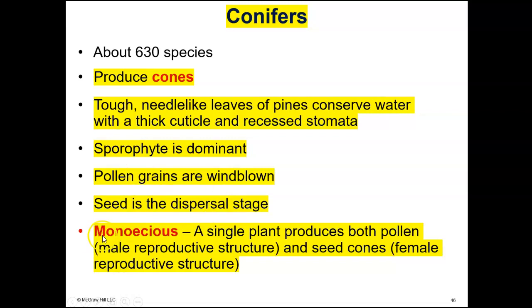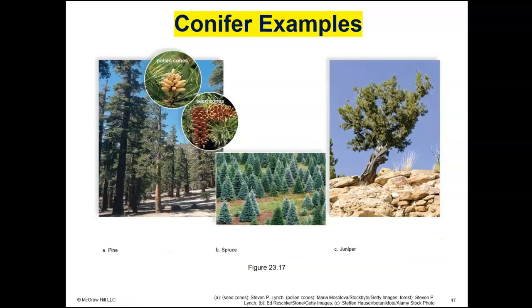So that is why we call these conifers monoecious, because they do have the male and the female cones on the same plant. Here you have a picture of pine trees. The state tree of North Carolina is the loblolly pine. Then we have spruce trees, which are often used as Christmas trees, and then the juniper.